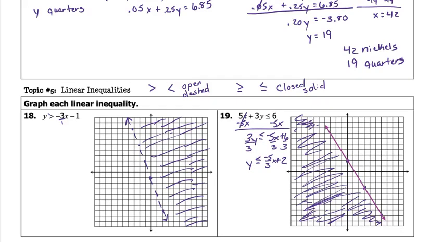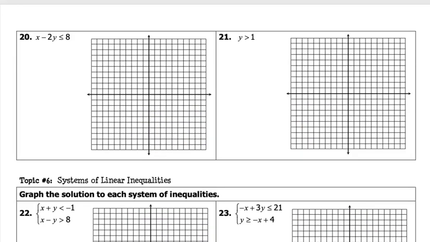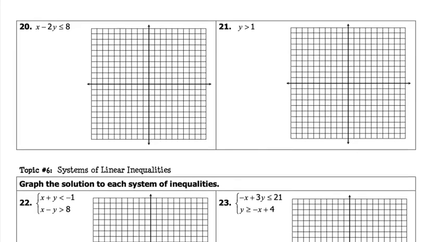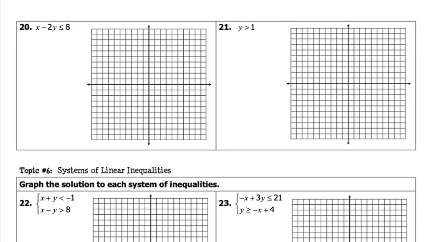All right, let's take a look at a couple more. Number 20, the first thing I notice on number 20 is that I'm still in standard form. So I'm going to go ahead and move the x over. No problem there. So I now have negative 2y is less than or equal to negative x plus 8. We're going to go ahead and divide by a negative 2.